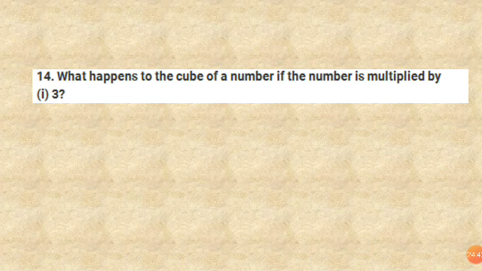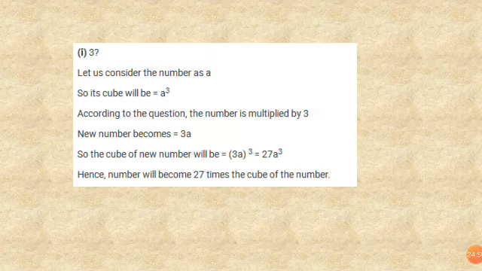What happens to the cube of a number if the number is multiplied by 3? Let us consider the number as a. So its cube will be a cube. According to the question, the number is multiplied by 3, so the new number becomes 3a.